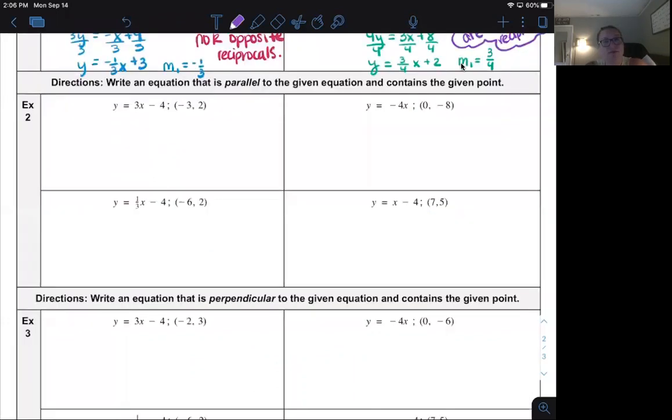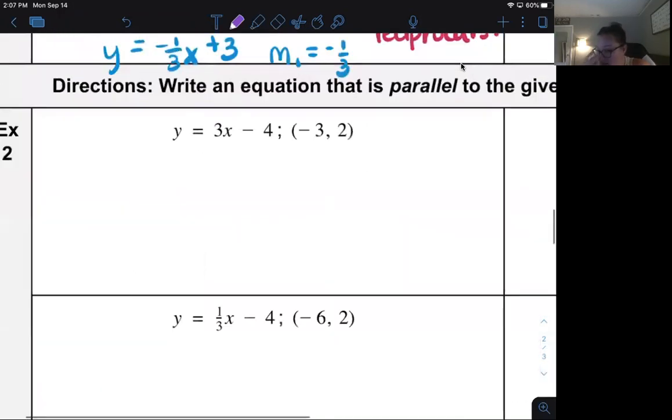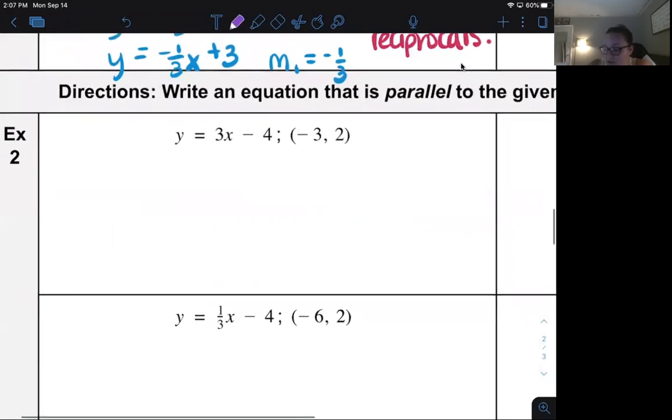In example 2, we are given an equation of a line and a point that's on a different line. We need to write an equation that is parallel to the given line and contains the given point. So in this first one, we are given y equals 3x minus 4 and the point negative 3, 2. So y equals 3x minus 4 is our line 1. We need to find line 2.